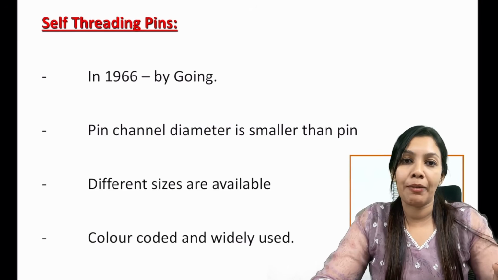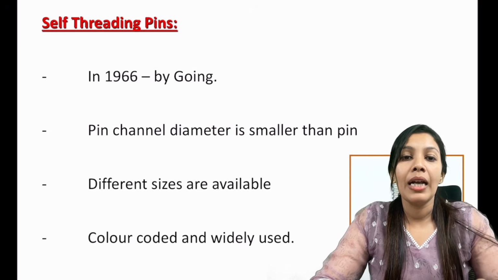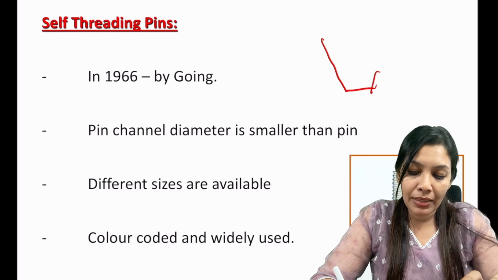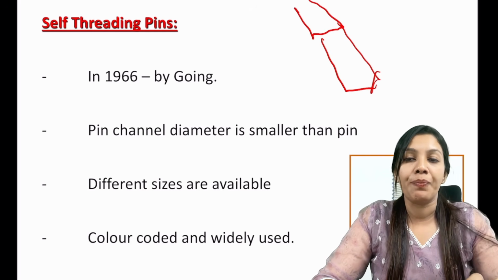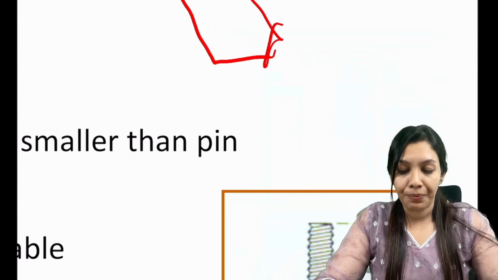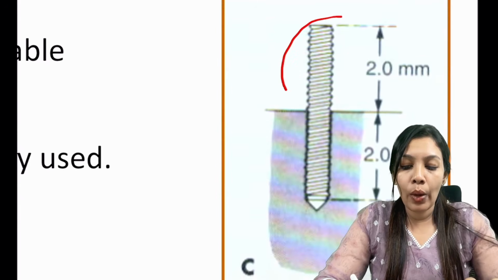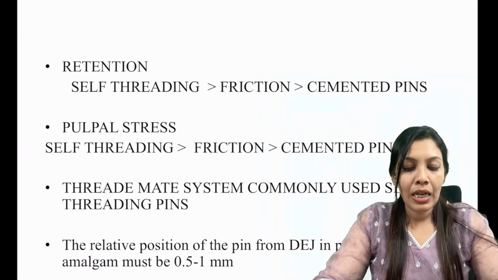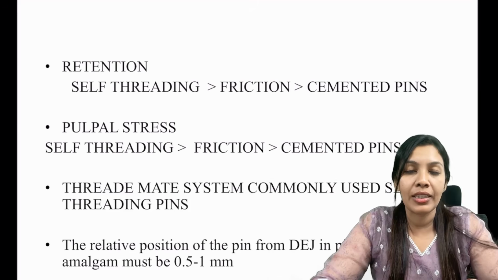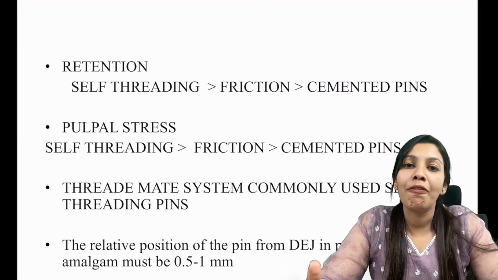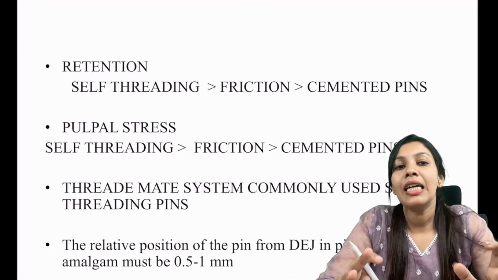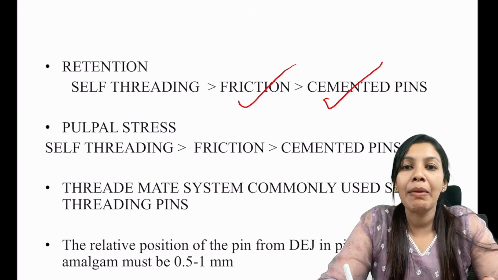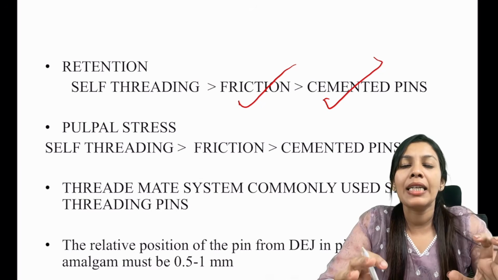Next are self-threaded pins. It was given by Going. The pin channel diameter is again smaller than the pin, so the pin is actually larger. Different colors are available. You can see 2 mm is seen outside and 2 mm is seen inside. Now the question that was asked: which pin has more retention? Just think. Self-threading pin will have more retention, followed by the friction, and cemented will have least retention.